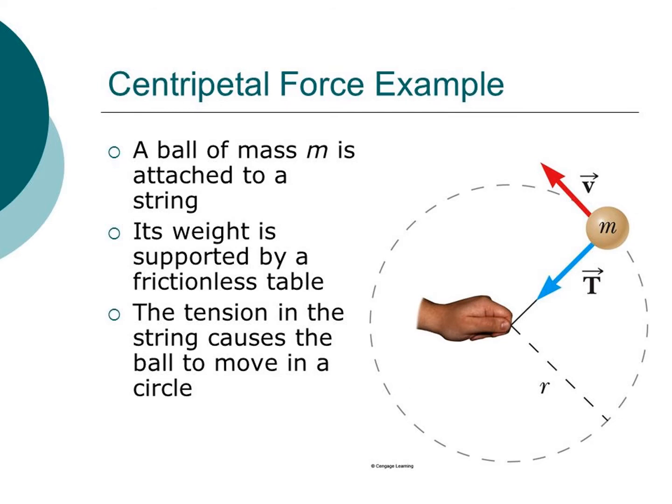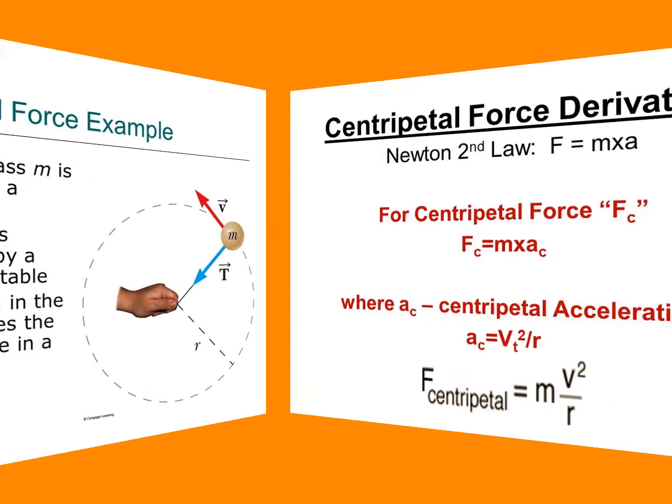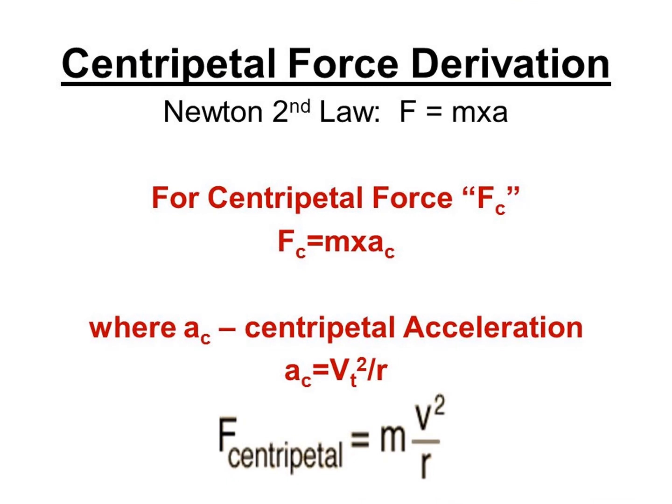A ball of mass is attached to a string. See here, the ball of mass is attached to a string. Its weight is supported by the frictionless table. The tension in the string causes the ball to move. See here Newton's second law, F equal to m into a. For centripetal force, that is Fc, Fc equal to m into ac. What is ac? Centripetal acceleration.